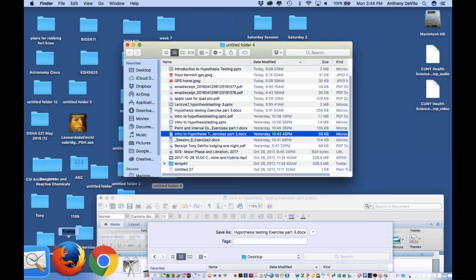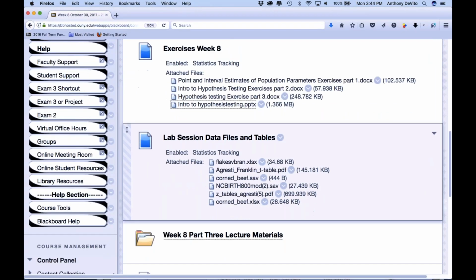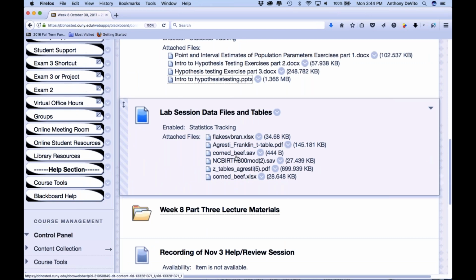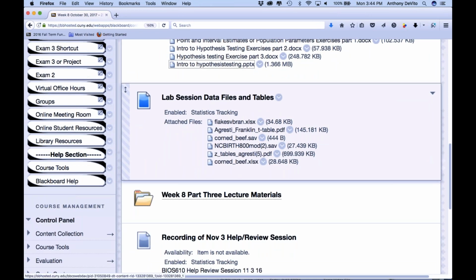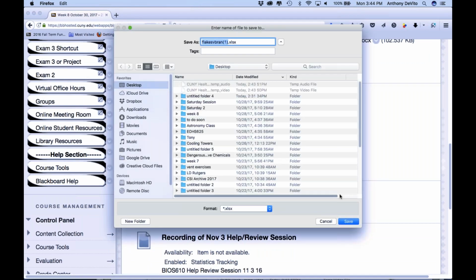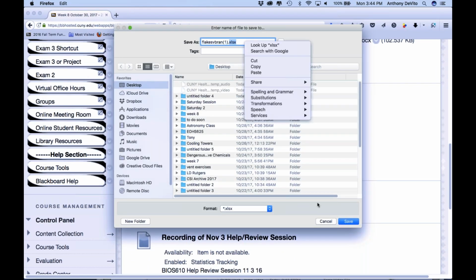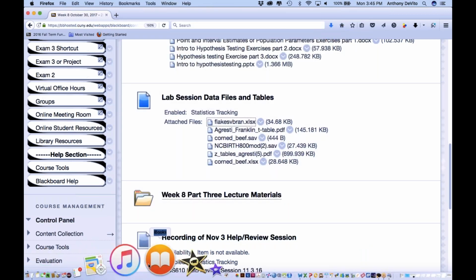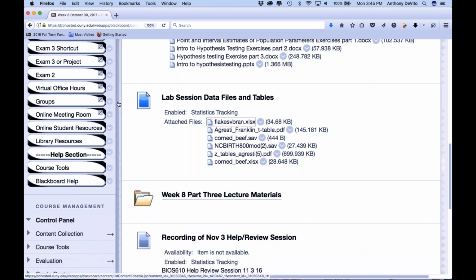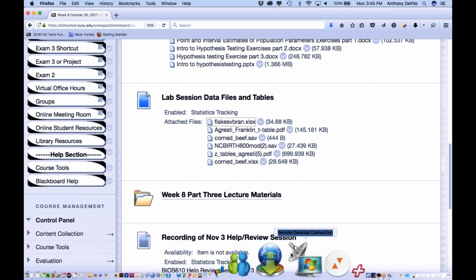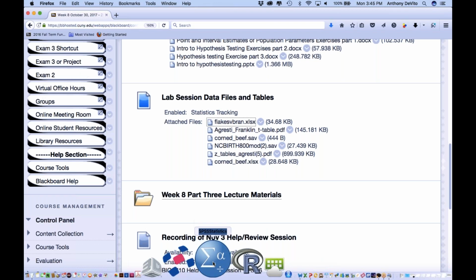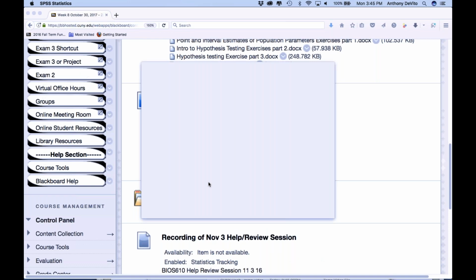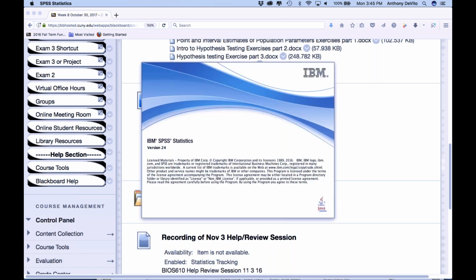Actually, what I'm going to do is go to Blackboard, and save this to the desktop. Okay, I'm going to open SPSS. Actually, I'm just going to open SPSS. I'll make my own example up, just to show you quickly how we might work with this in SPSS. I'll throw a few numbers in just so you can see how this works.